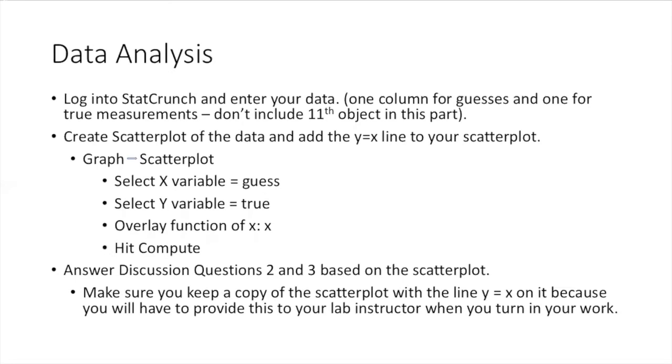So log in to StatCrunch and enter your data. 1 column for guesses and 1 for true measurement. Don't include the 11th object in this part. You should only have 10 data points in your StatCrunch spreadsheet. Create a scatter plot of the data and add the y equals x line to your scatter plot.